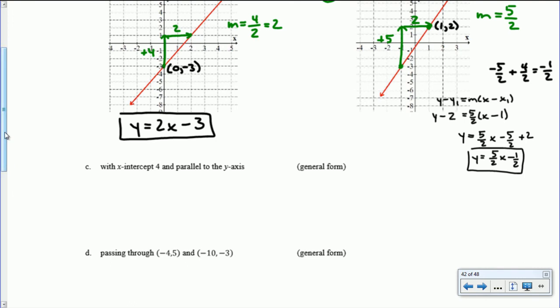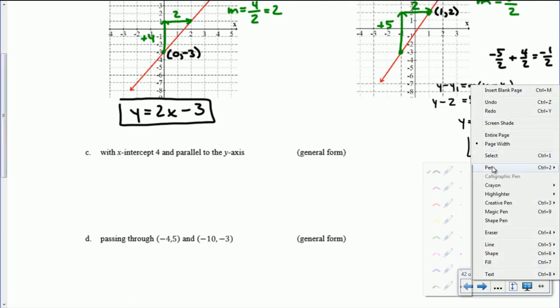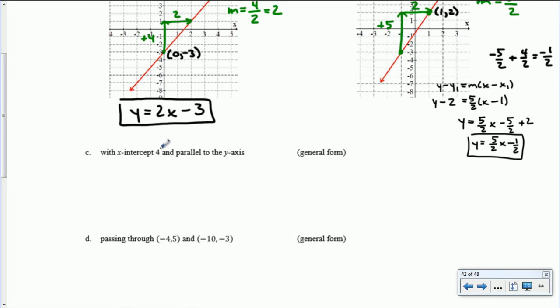Alright, x-intercept of 4 and parallel to the y-axis. So x-intercept of 4 means point is 4, 0, and parallel to the y-axis means, is it a horizontal line or a vertical line? So it's going to be a vertical line.